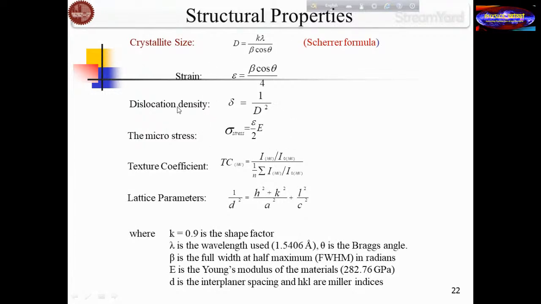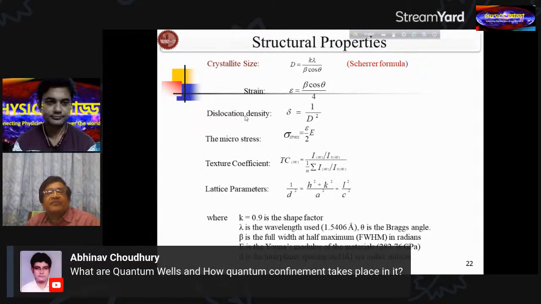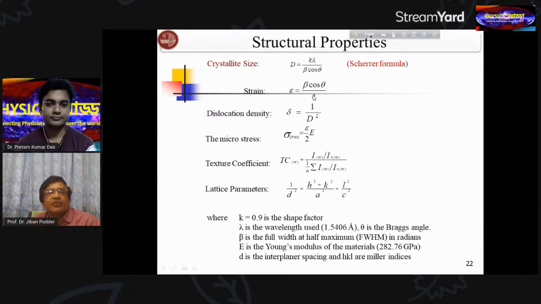And definitely, due to the doping into the crystals and bulk materials, and the matrix of the common parent materials, due to that dopant there is always strain, dislocation density and microstress. So that we can calculate using this formula.